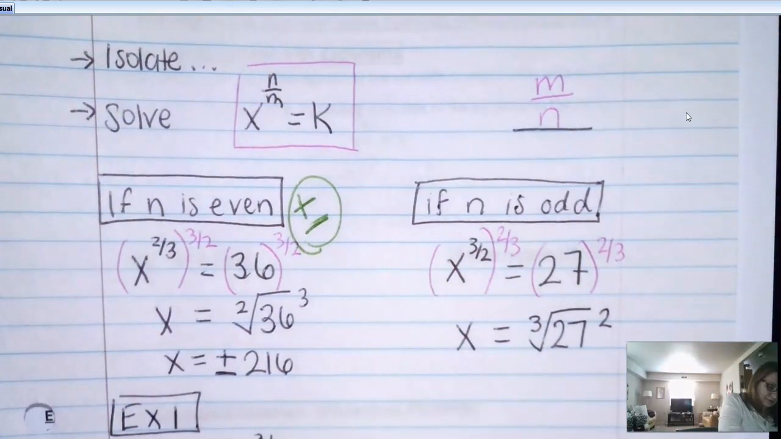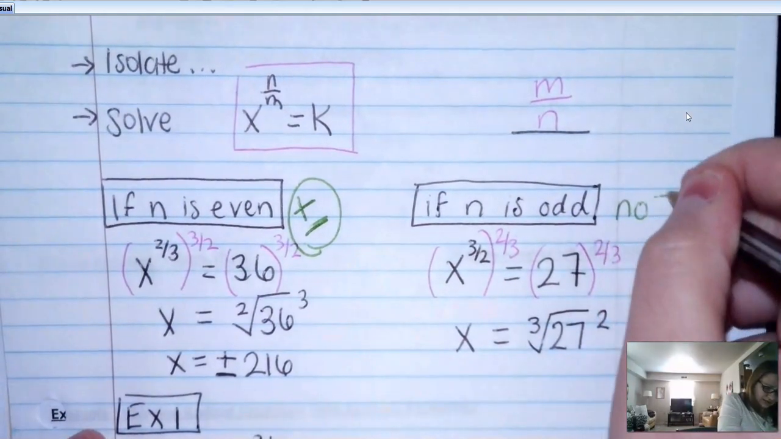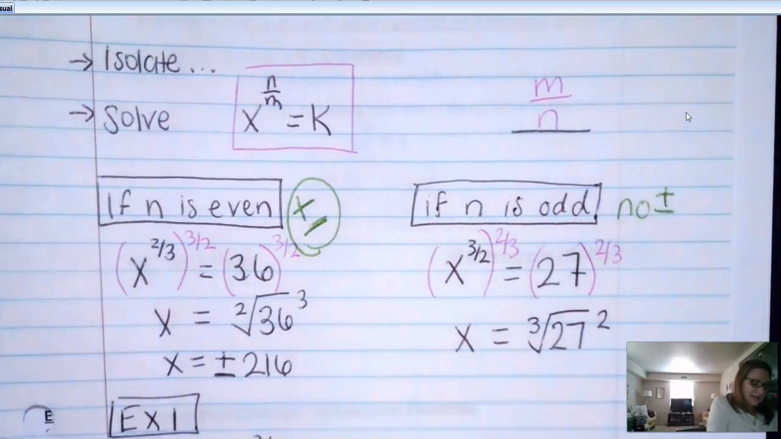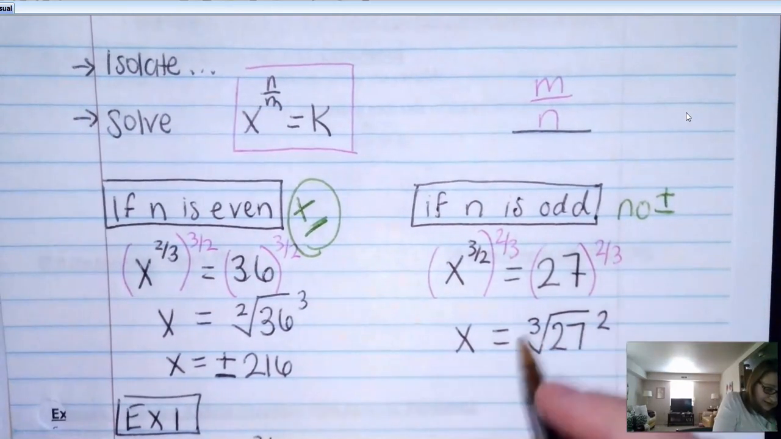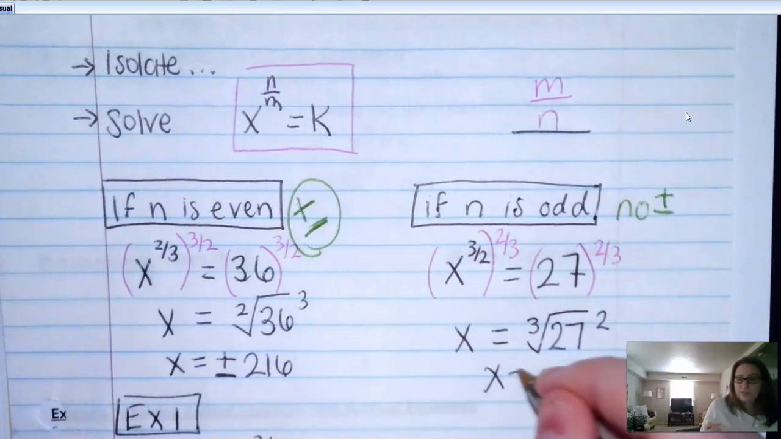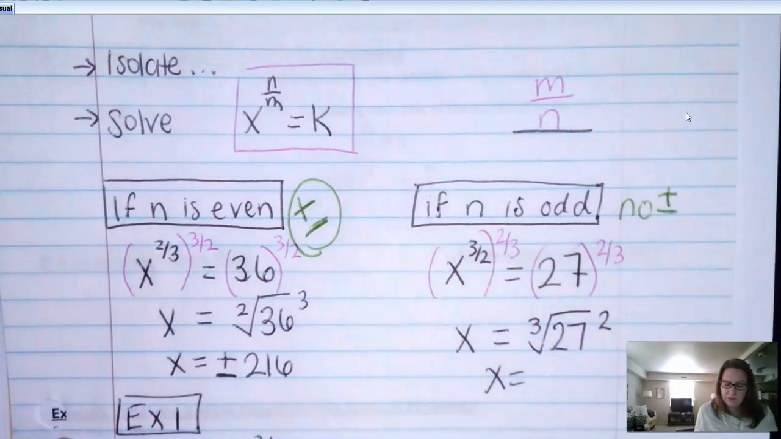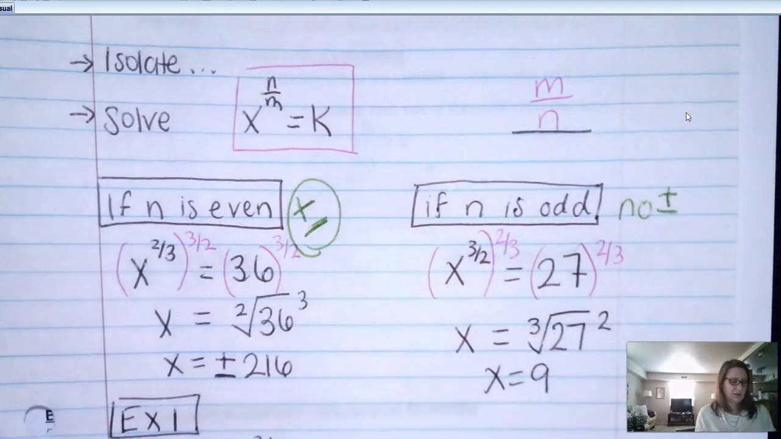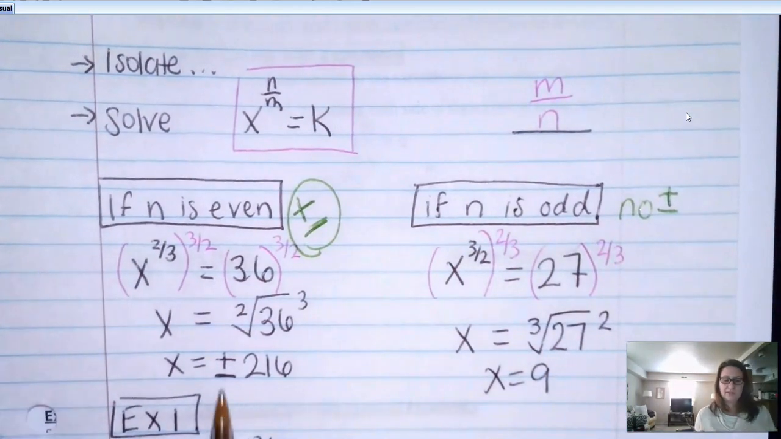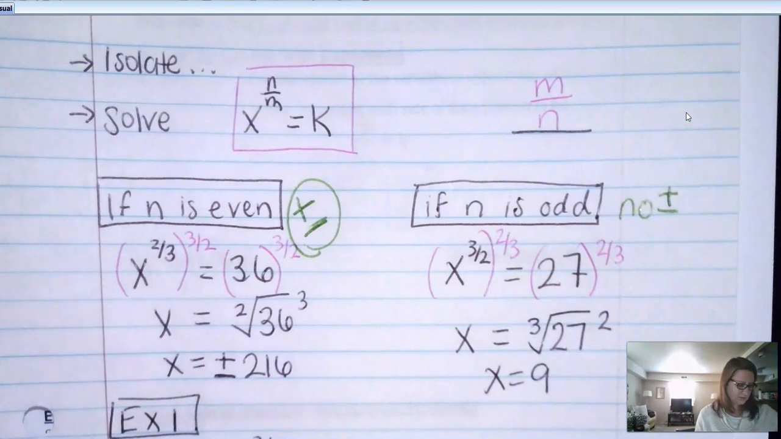So I might make that note, no worries about plus and minus. This is just going to have one answer. And all I would do here to get that answer is the third root of 27 would be 3, and then we'd have to square that. So my answer there would just be 9. The previous question, if the numerator is odd, potential for 2 answers.